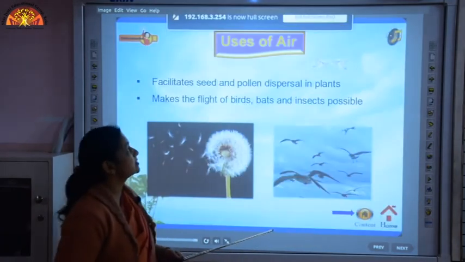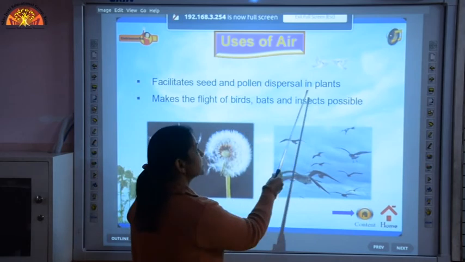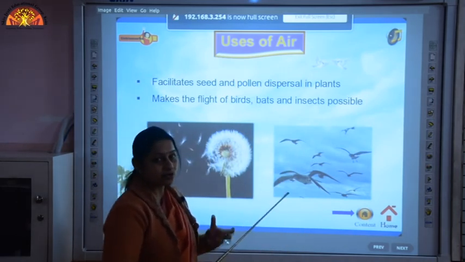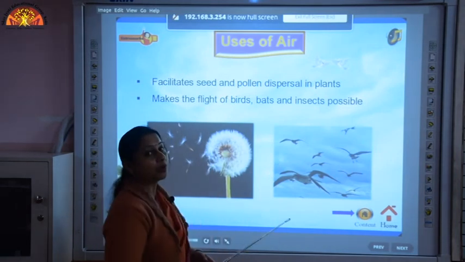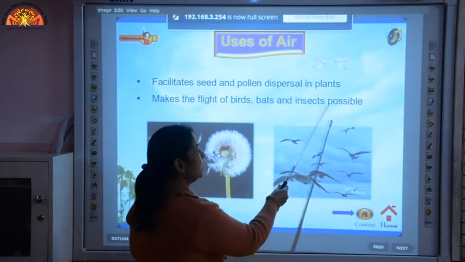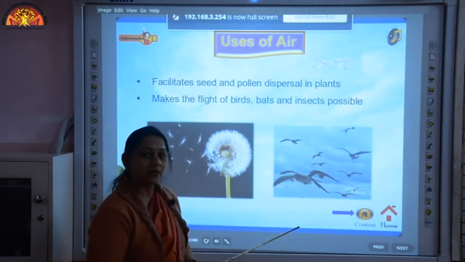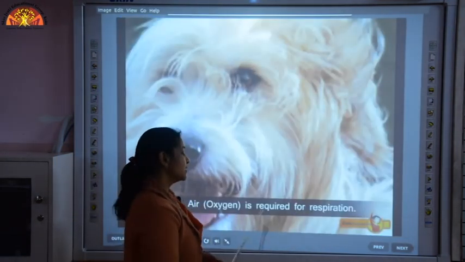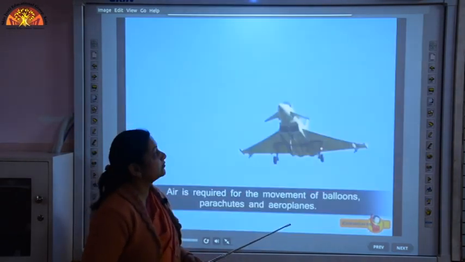The other uses of air are, it facilitates seed and pollen dispersal in plants. When wind blows strongly, it disperses some seeds and pollen grains. It also makes the flight of birds, bats and insects possible. They are able to fly in the air because of wind. Oxygen, which is an essential part of the air, is required for respiration. This is the most important use of air.